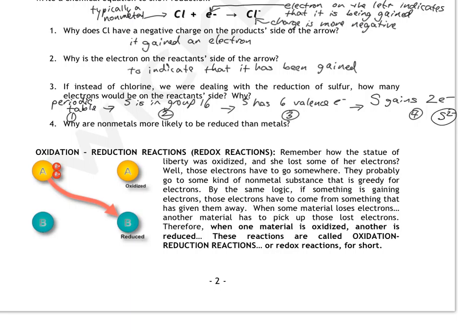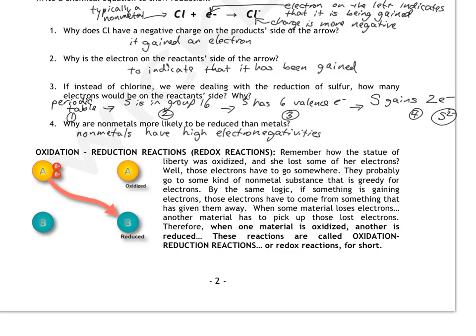So why are nonmetals more likely to be reduced than metals? Well, nonmetals have low ionization energies, but maybe a better explanation would be that they have high electronegativities and that they tend to want to gain electrons.